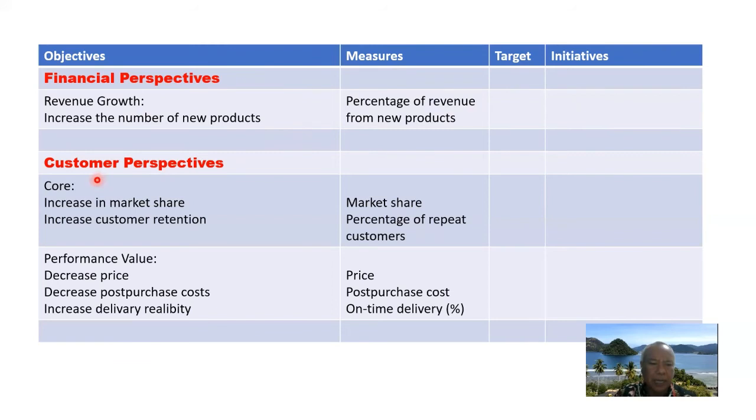In the same way, from the customer perspective, actually, the customer perspective can be divided into two: core and performance value. What does core mean? Actually, core in this case, every company will have the same objectives, for example, market share, customer satisfaction. All companies will have these same measures, right? Market share, increase in market share, increase in customer retention, increase in customer satisfaction.